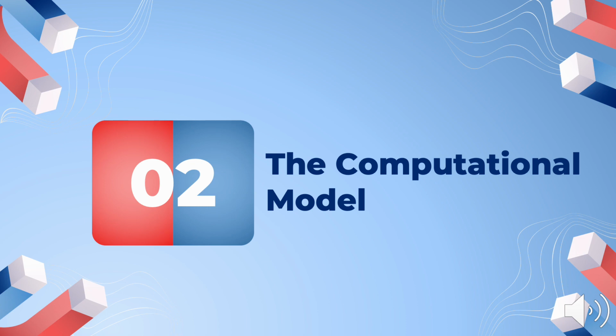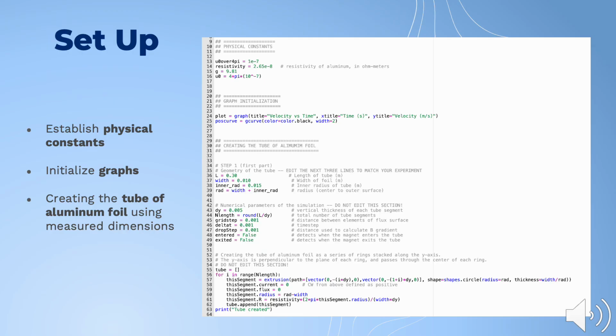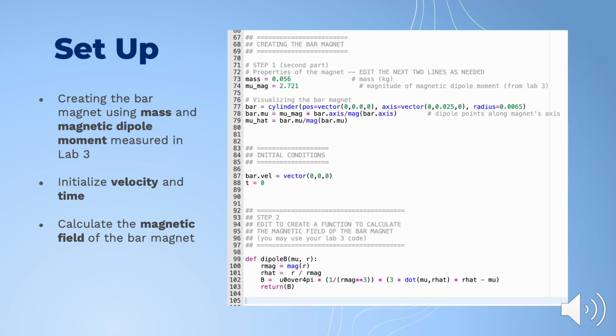Now let's look at a computational model. The first part of the code was to establish our physical constants such as gravity, resistivity, and mu0 over 4 pi, to initialize our graphs of velocity versus time, and to create the tube of aluminum foil using its measured dimensions and setting it up as multiple rings. Next, we created the bar magnet using its mass and its magnetic dipole moment measured from Lab 3. We initialized velocity and time, and then we calculated the magnetic field of the bar magnet.